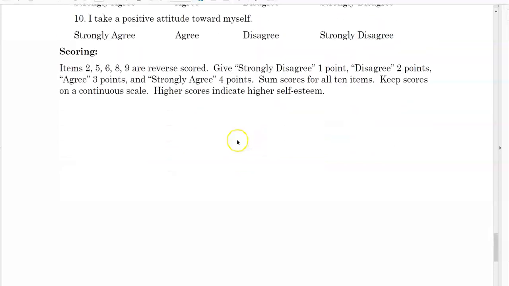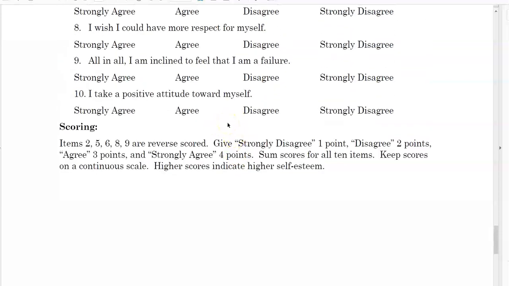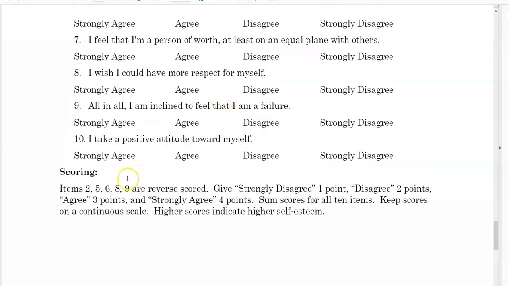Okay, so that you have the scoring, and that will help you with the data analysis, the statistical analysis. You need to have a total score for your instrument. So the question is, why do we need to reverse score items in an instrument such as this? Why 2, 5, 6, 8, and 9? So let's have a look at these particular items.